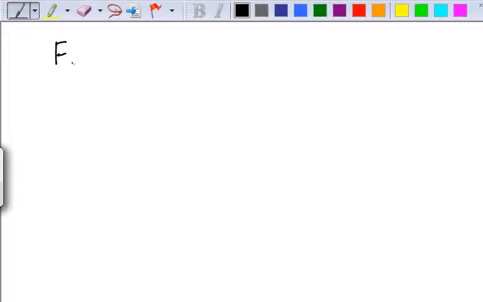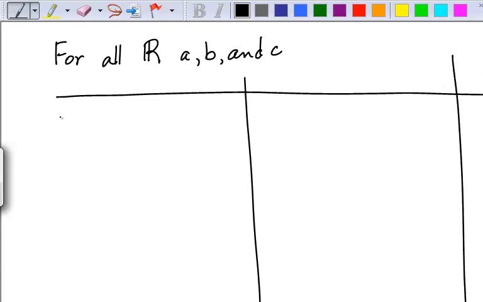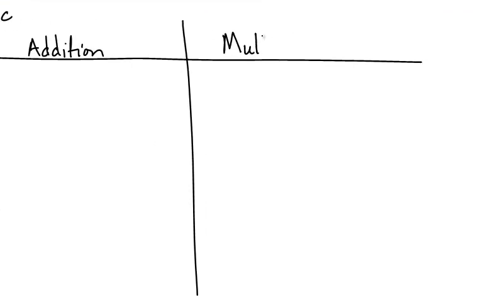Up at the top, put "for all," and I'm going to use a double bar R for all real numbers A, B, and C. Let's make a table. I need basically 3 columns. Let's review the commutative property. It's not "commune," it's commutative property. Let's make this column be addition and this column be multiplication.